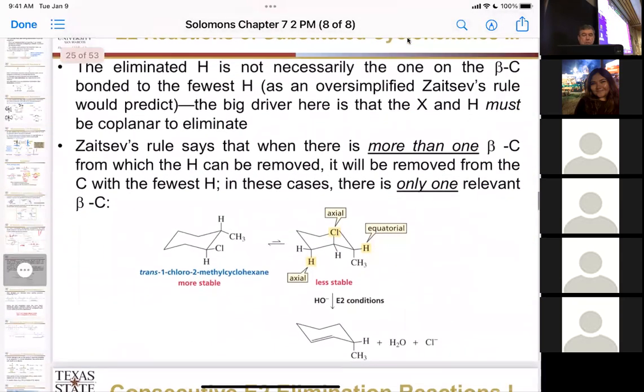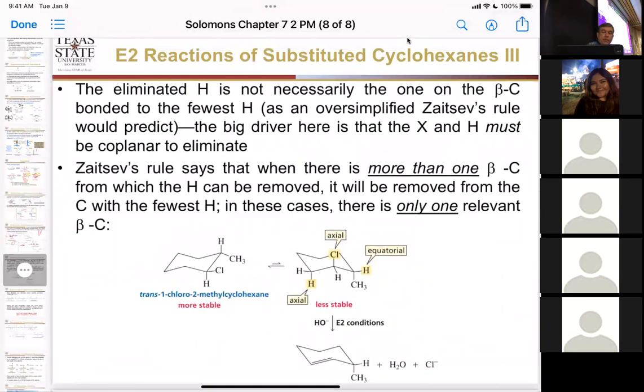Okay? And I think I have one more. Yeah. So whenever you're looking for this, you always want to have your leaving group in the axial position, and then you look for the axial hydrogens. If you only have one axial hydrogen, it's going to go to that and form that one product. Okay. So let's see. No more than one beta carbon from the hydrogen can be removed. Yeah, you can't get axial hydrogens from the third carbon away.